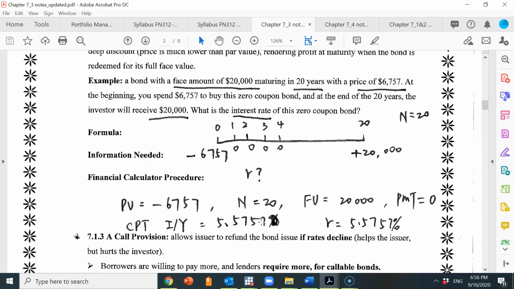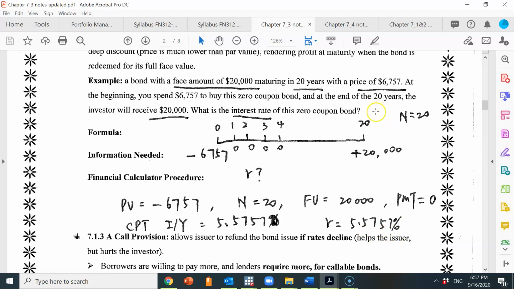So here, we just need to use our financial calculator and input our present value as negative 6,757, the bond price you're paying today, N as 20, future value as 20,000, and payment as 0 because it's a zero coupon bond. When we compute for I/Y, we get 5.5757. Of course, the number you see on the calculator does not have a percentage sign. So when you're answering the question, the interest rate of the bond should be 5.5757%. You add the percentage sign back.